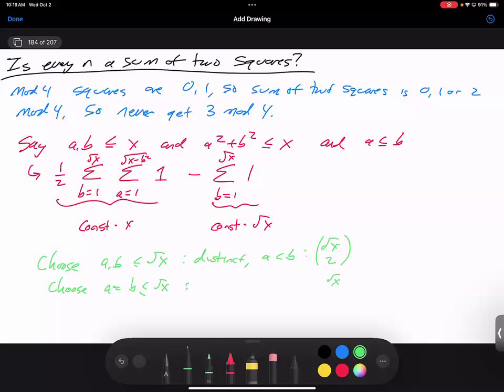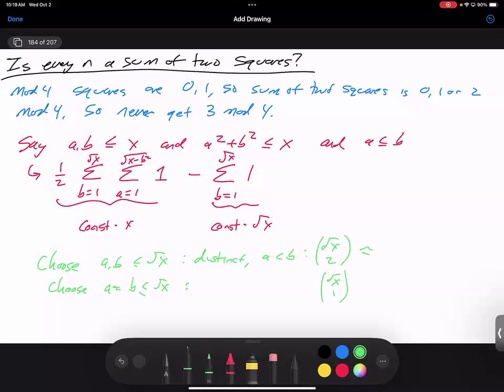Right, but how should I write square root of x? I should write it as square root of x. Similar to the first one was root x choose 2. How should I write this? Yeah, root x choose 1. It's sometimes easier to write this way to highlight what's going on.